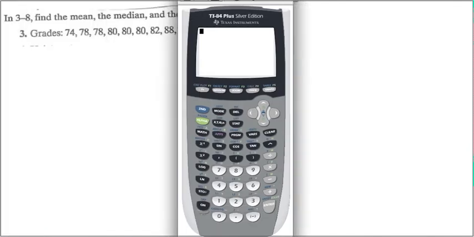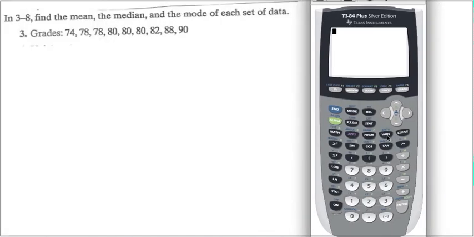Alright. They want us to find the mean, median, and the mode of each set of data. So here, in fact, we can use the calculator to do this one. So first, what we can do is this. We can press stat, edit.